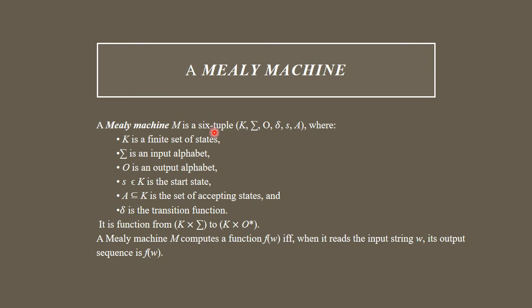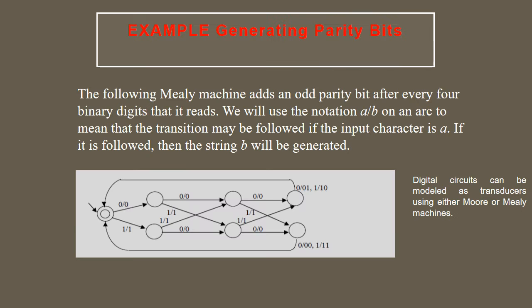Mealy machine M is a 6-tuple: K, sigma, O, delta, S, A. K is a finite set of states, sigma is the input alphabet, O is output alphabet, S is a start state, A is accepting state, delta is a transition function. It's a function from K cross sigma to K cross O star. Mealy machine M computes a function f of W if and only if when it reads the input string W, its output sequence is f of W.